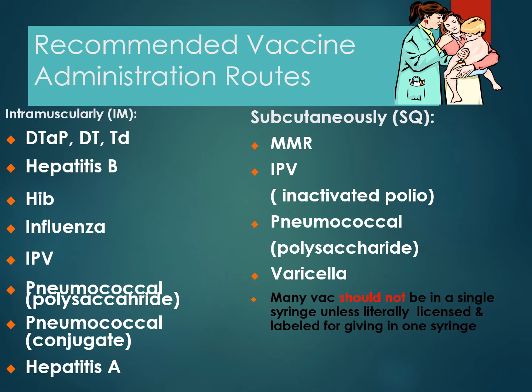Recommended vaccine administration routes are given in the insert of each vaccine package. Here is a summary of the most important ones. Subcutaneous: MMR, IPV (inactivated polio), pneumococcal polysaccharide, varicella. Intramuscular: diphtheria, DTaP, DT, TD, hepatitis B, HIB, influenza, IPV, pneumococcal polysaccharide, pneumococcal conjugate, hepatitis A.